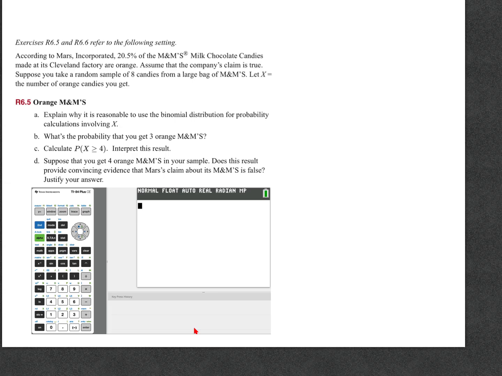Explain why it's reasonable to use a binomial distribution for probability calculations involving x. So for part A, anytime you want to answer this question, it's always the same: to say why it's a binomial distribution, always start off with BINS. We'll go through each one. So is it binomial? When you're choosing candies for this sample, is there a success or failure? Yes, getting an orange or not getting an orange. So it passes that.